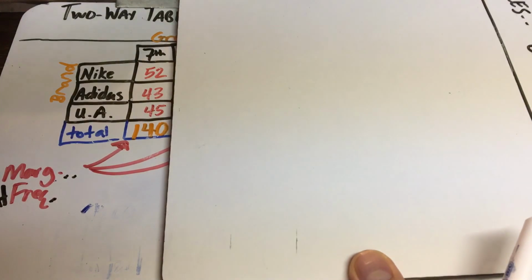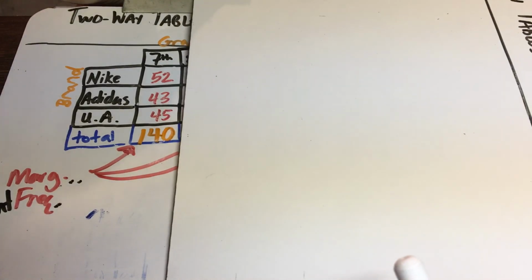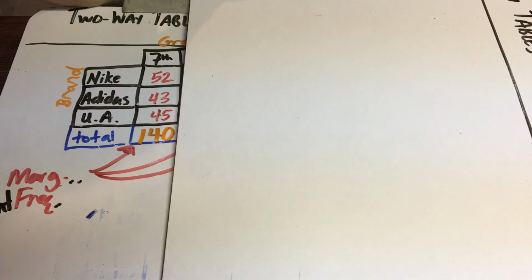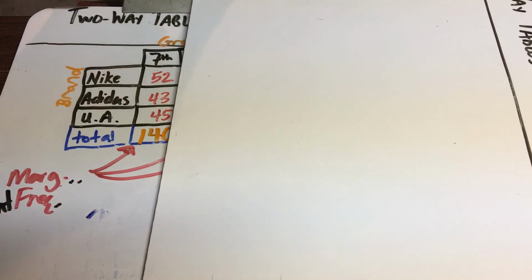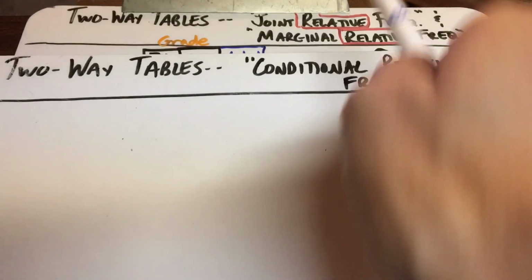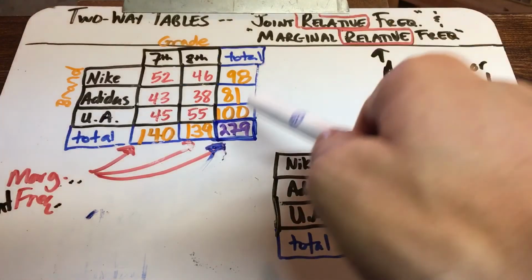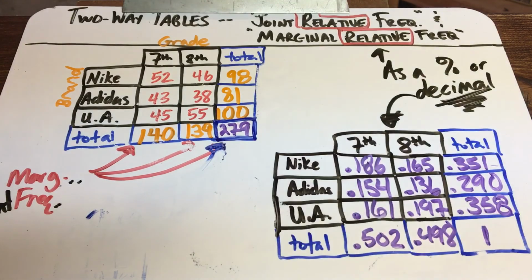If I just said what percent of the 7th graders like Nike, wouldn't you just do 52 divided by 140? And if I said what percent of the 7th graders liked Adidas, then you would just do 43 divided by 140. So that's the difference. If it ever says conditional, see up here it said relative. Relative is where you use the grand total, 279.